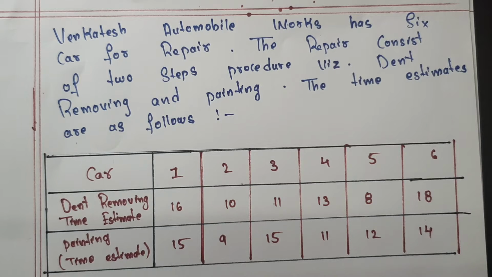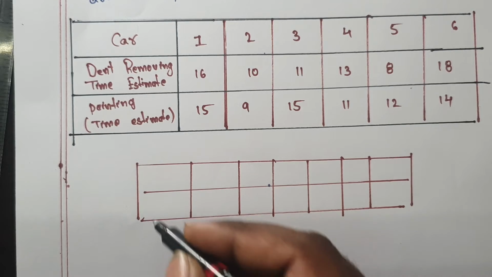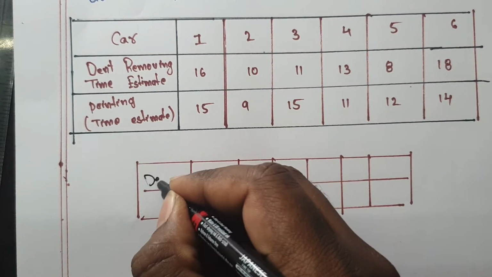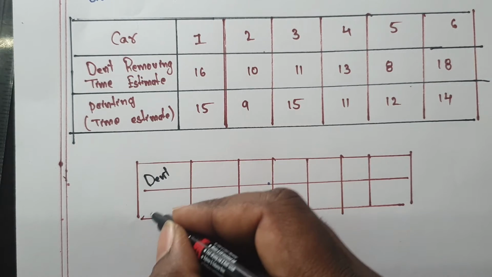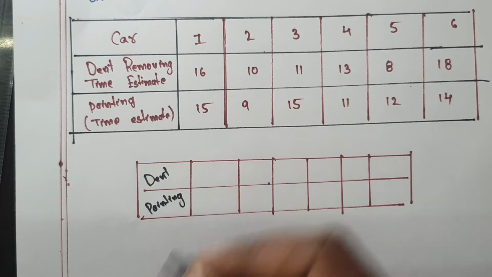Now you first have to find out the sequencing. How will you schedule it? What is the procedure? You have to arrange the sequencing order. Create a table, and here write denting, and here write painting. The first step is denting and the second one is painting.